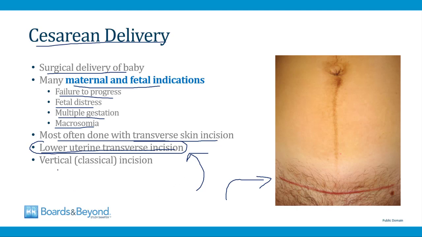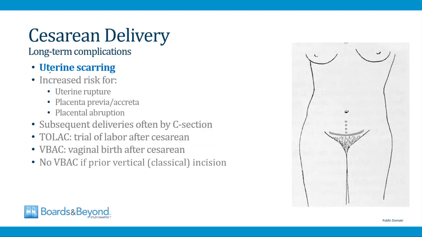The other type of uterine incision is called a vertical or classical incision. This carries a higher risk of uterine rupture with subsequent pregnancies, and so women who have an incision like this made in their uterus cannot attempt a vaginal delivery in subsequent pregnancies. The major long-term complication of cesarean delivery is that there will be uterine scarring, and in subsequent pregnancies this raises the risk of certain adverse outcomes. There's a higher risk of uterine rupture, also placenta previa and accreta, and also placental abruption. So because of these risks, women who have a cesarean delivery often have subsequent pregnancies also delivered by C-section.